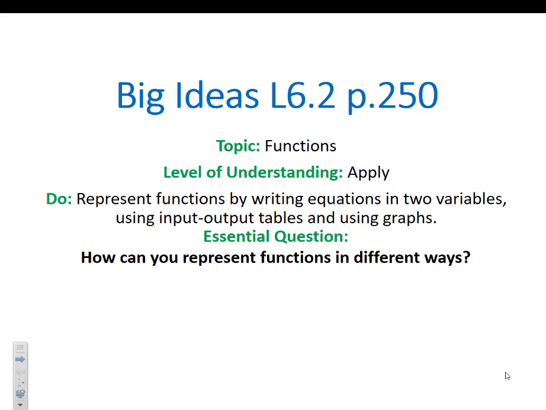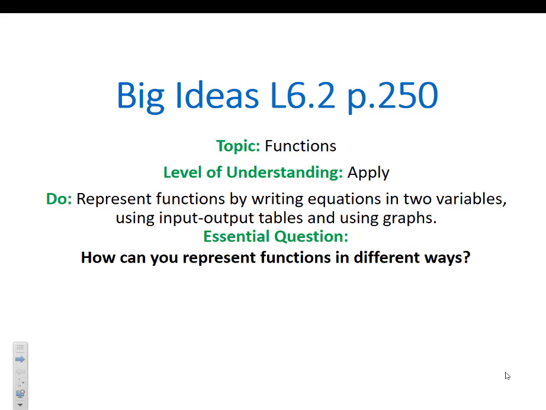to our second lesson on functions, lesson 6.2, page 250, where today we're going to represent functions, one, by writing some equations. We call those function rules with two variables. Two, we're going to write them with input and output tables. We sometimes call those function tables. And three, we're going to represent functions using graphs.